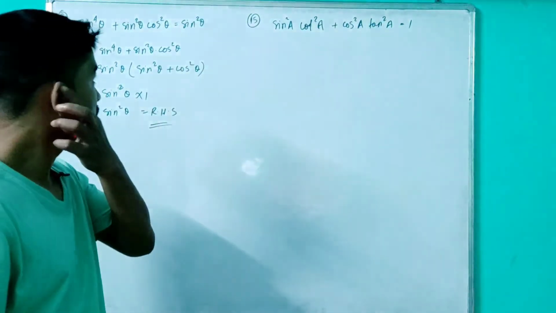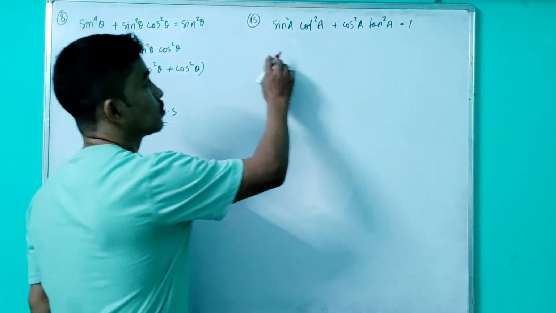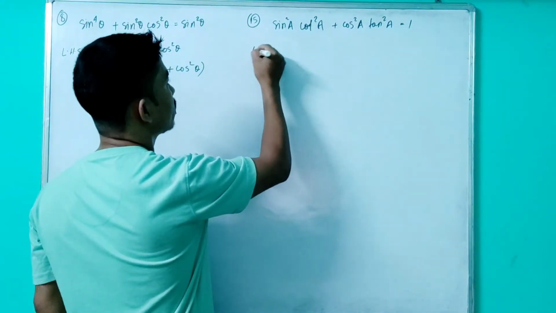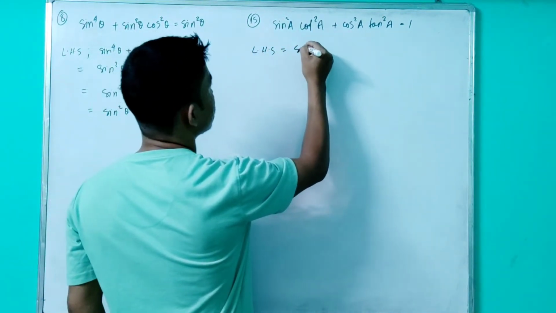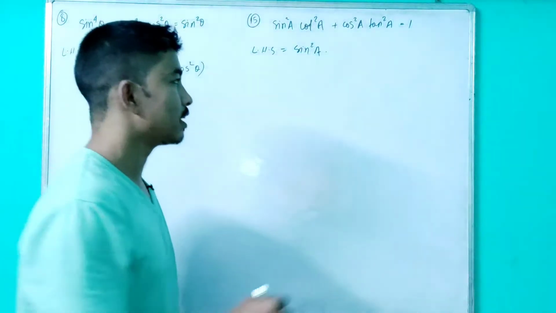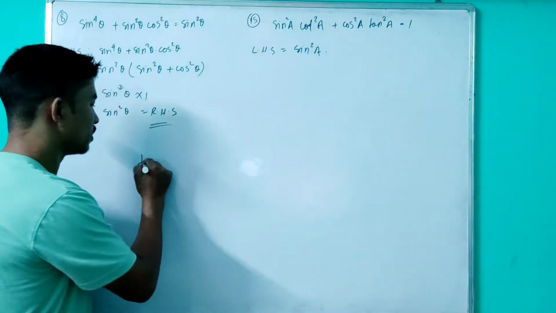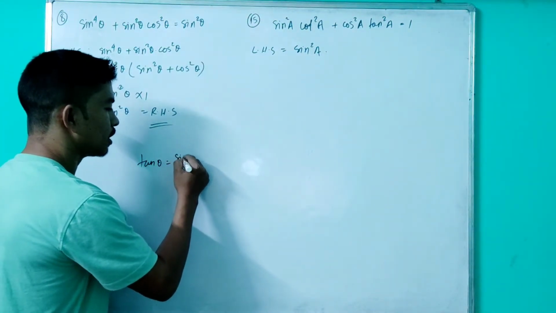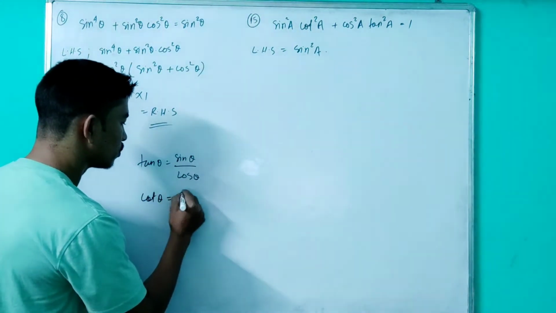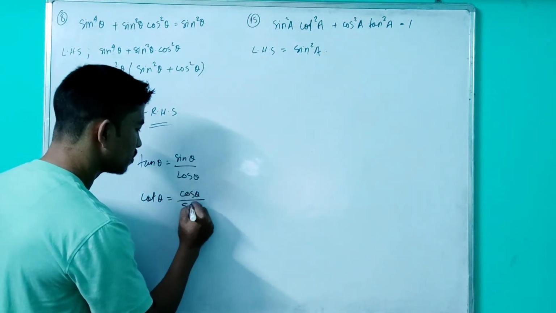Now another question that I have taken, question number 15. So you need to prove it. So what will I do? I will write this as, again the left hand side is equal to sin square A into cot. Since tan theta is equal to sin theta divided by cos theta, therefore cot theta will be equal to cos theta divided by sin theta.